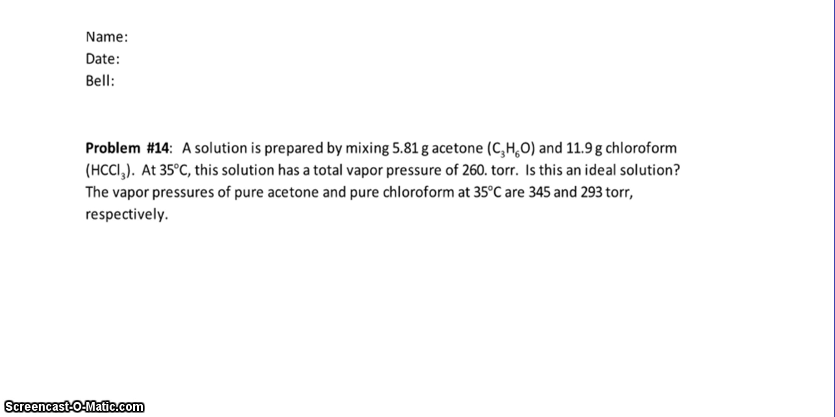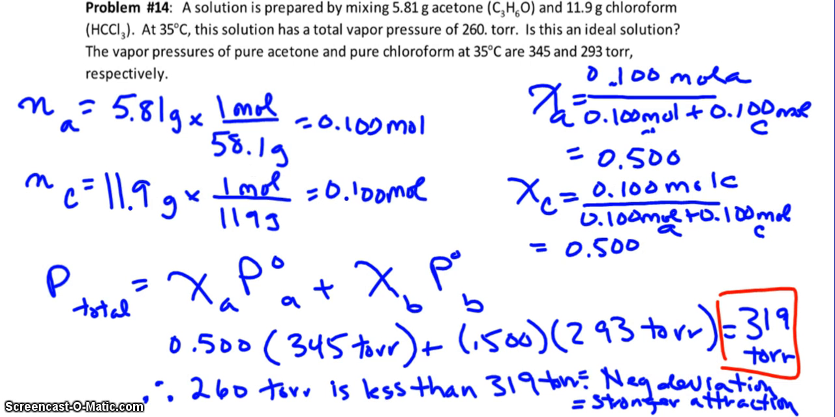Here we have the vapor pressures of pure acetone and pure chloroform. Those are your P naughts. Let's go ahead and do the math. Solve for the mole fraction of acetone and chloroform, and let's see at least how we get there. Okay, here is this problem worked out.